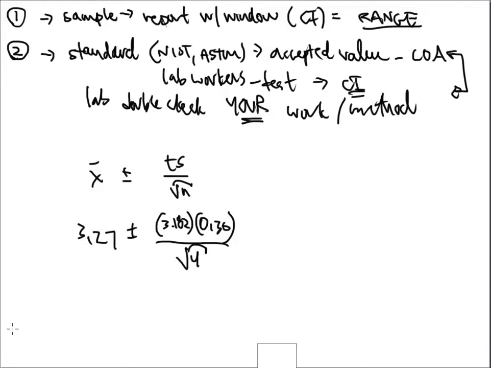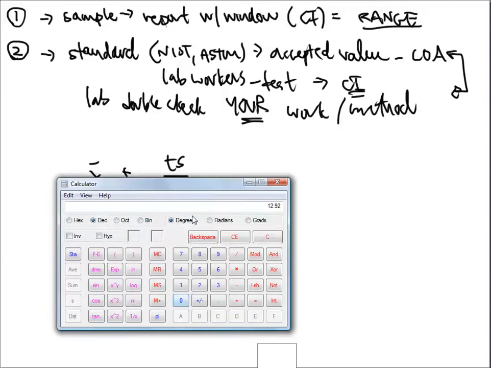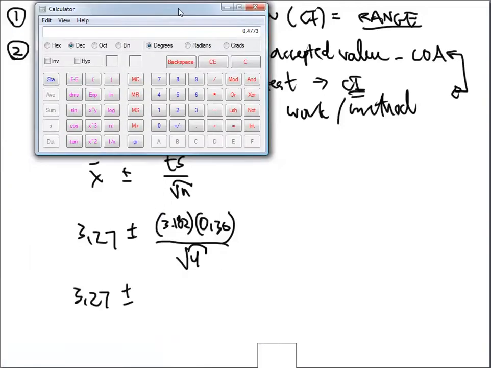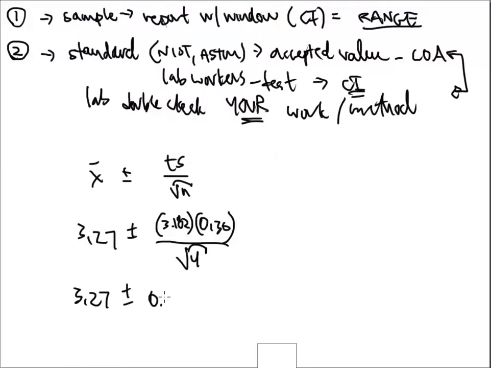All right, so I'll take my 3.27 plus or minus, let's use my calculator here, 3.182 times 0.3, and then I'm going to divide that by the square root of 4. Well, the square root of 4 I can do in my head. That's a 2. And that gives me a 0.47. Okay, so 3.27 plus or minus 0.4, and I'm just going to round it off to 0.48.